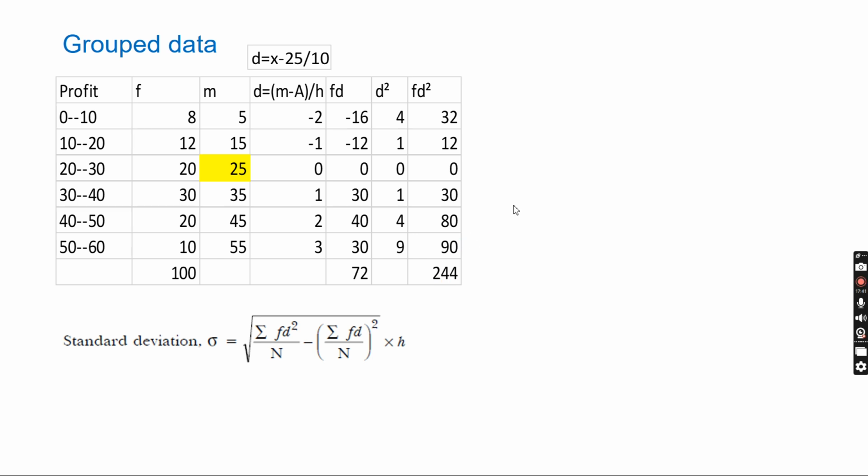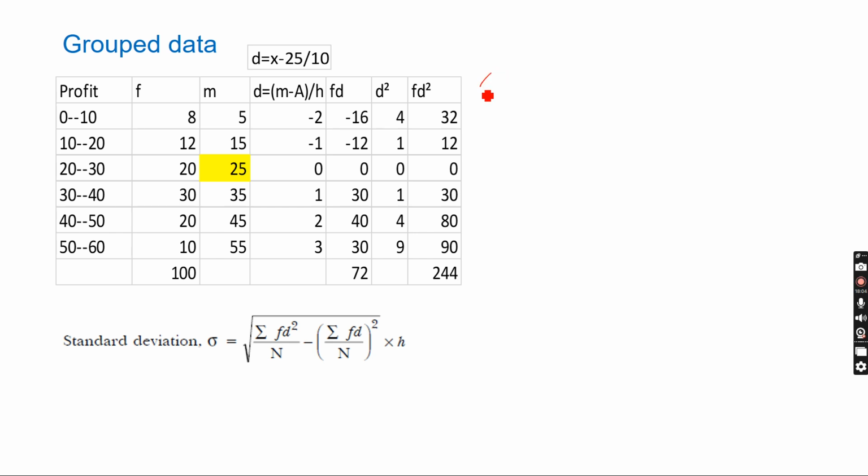The formula for group data is similar, which is sigma equal to the square root of summation FD square upon n minus summation FD upon n, the whole square, into h. This is an additional parameter which you shouldn't forget, because while dividing we divided by h. So in the final answer we multiplied by h. So let's complete the calculation.